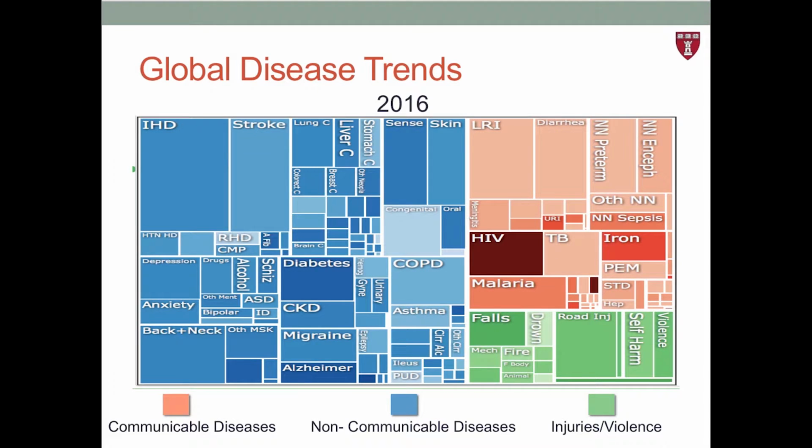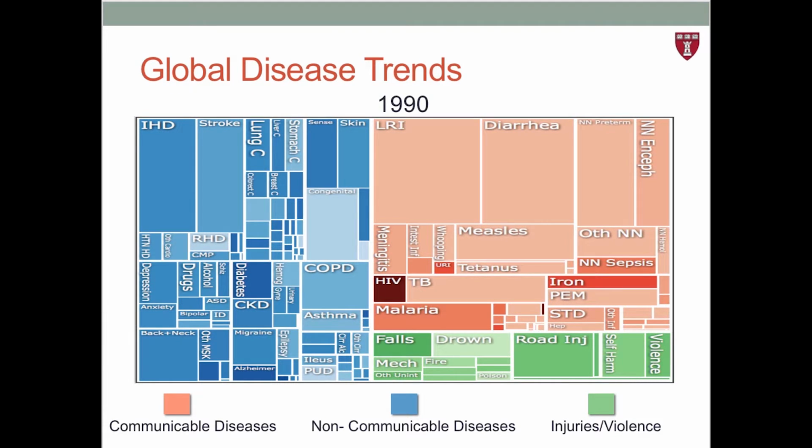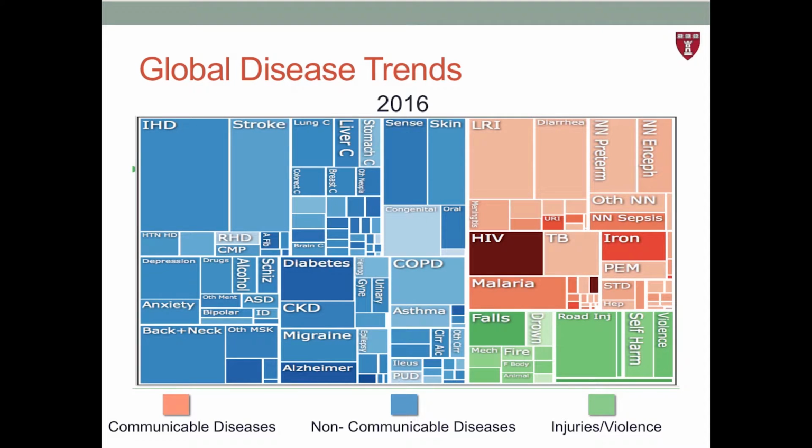Here, we see a change. So I'm going to go back and forth a little bit, and I want you to look at the difference between 1990 and 2016. So 1990, and now watch how the sizes of these boxes change. There's some change occurring, right?